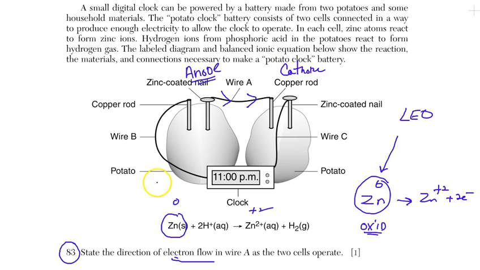So it must go from the zinc-coated nail to the copper rod. Of course it's happening in 2 places here, but it doesn't matter. Electrons are flowing from the zinc to the copper rod, from the anode, the place that loses electrons, to the cathode, red cat, the place accepting them. Electrons always flow from the anode to the cathode.